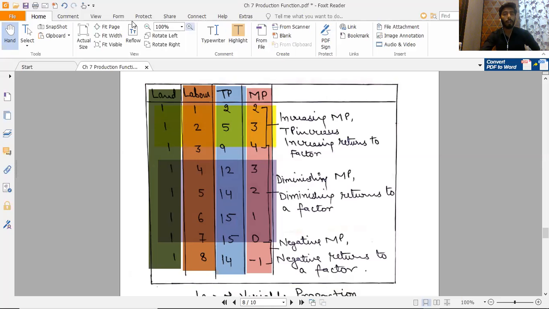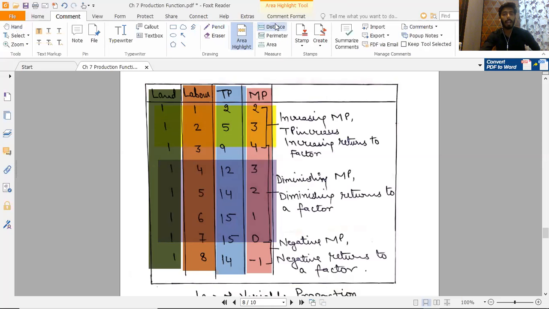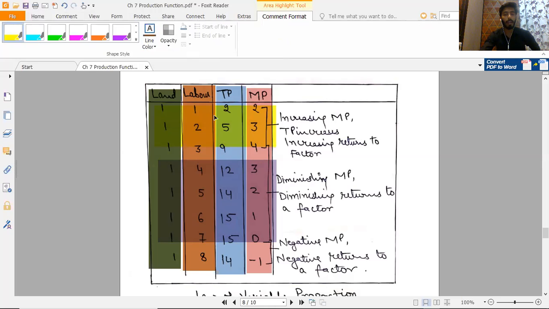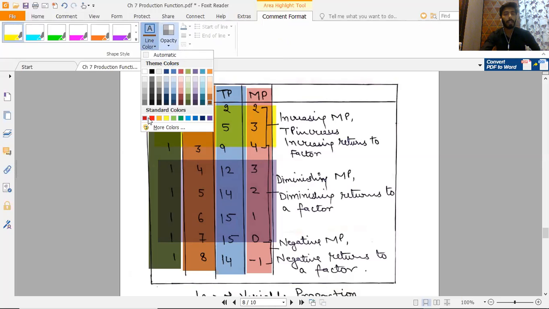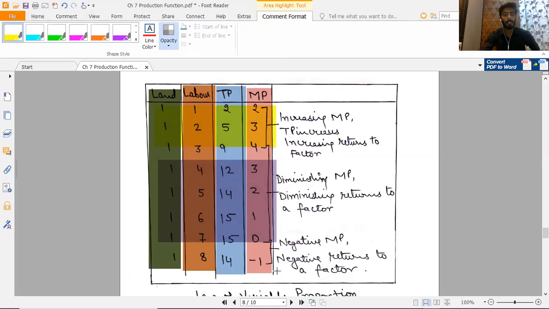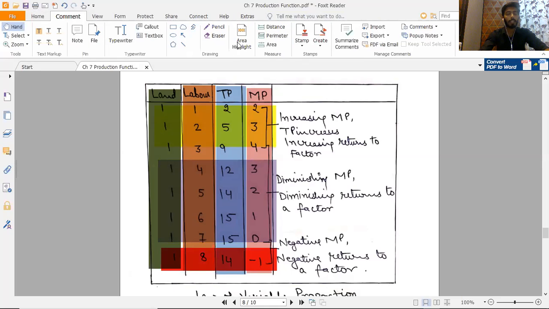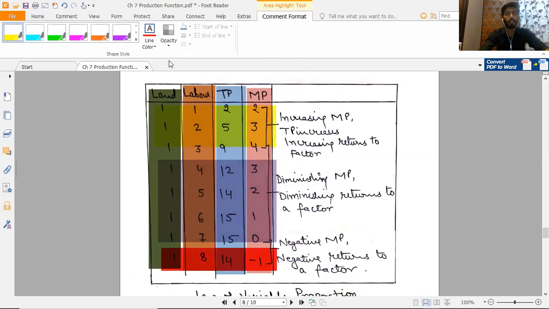And ultimately what happens? MP becomes negative. So when MP becomes negative, what happens is TP starts falling. Can you see this? The TP starts falling. So basically we have got 3 phases over here. What are these 3 phases? These are the 3 stages.